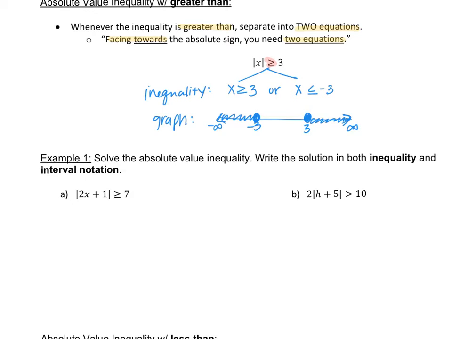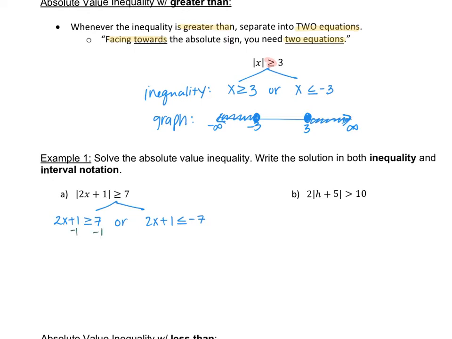I want you to notice that this inequality is facing towards the absolute value sign. So if it's facing towards, you need two equations. So let's split this guy up into two equations. This will be 2x plus 1 is greater than positive 7, or 2x plus 1 is less than or equal to negative 7. So once I split it up into two equations, I can drop those absolute value signs and start solving this. So let's start off with the first one.